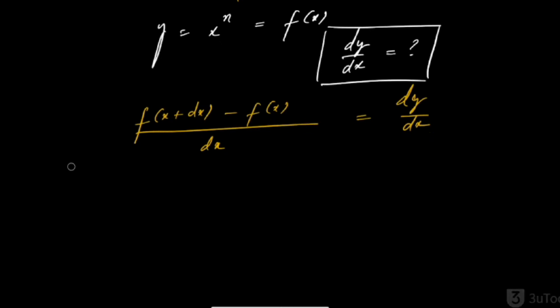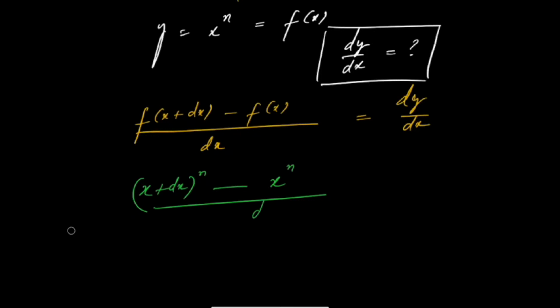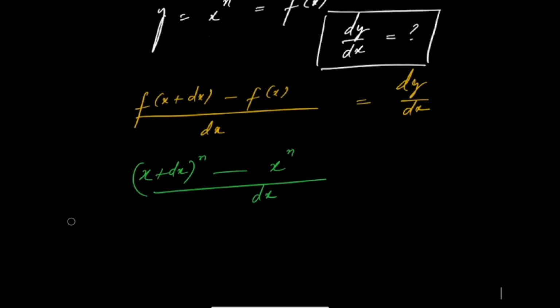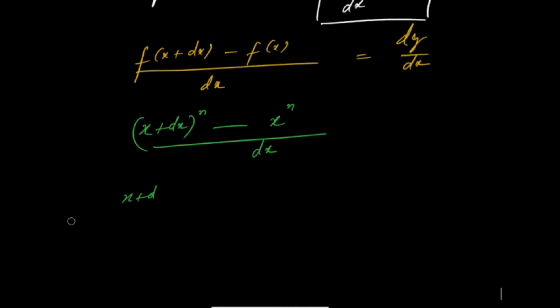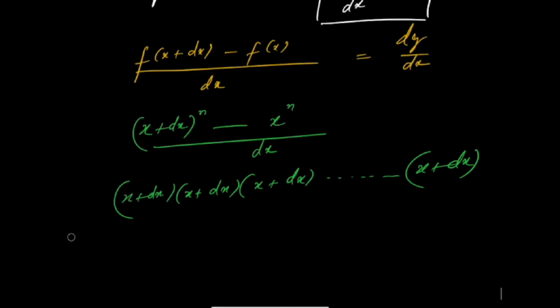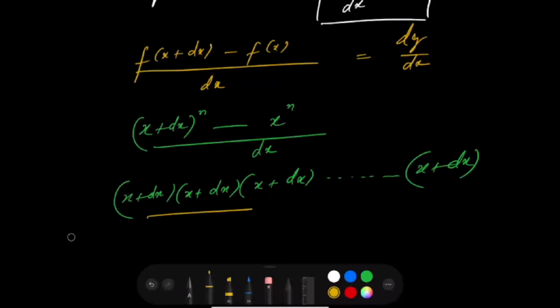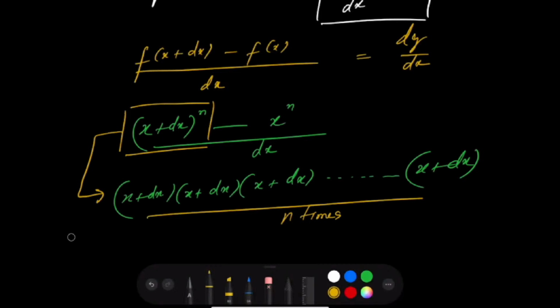So f of x plus dx is what? x plus dx whole power n, minus what is f of x? It is x power n, by dx. Correct. Now what is x plus dx whole power n? It is x plus dx multiplied n times. So basically I have to multiply this n times to get x plus dx whole power n. So this is the thing, right?